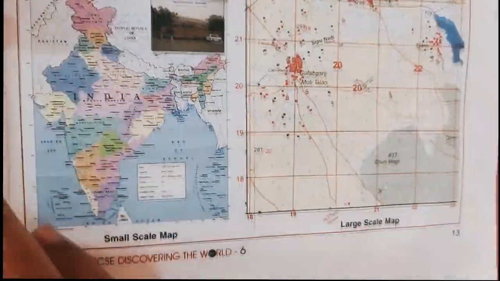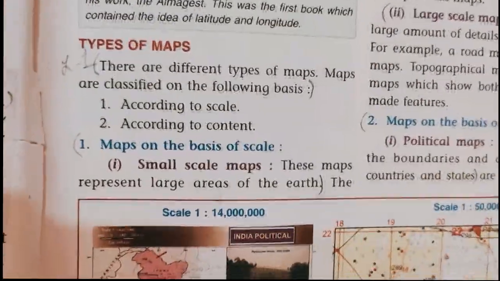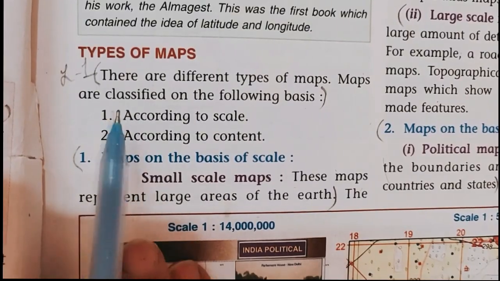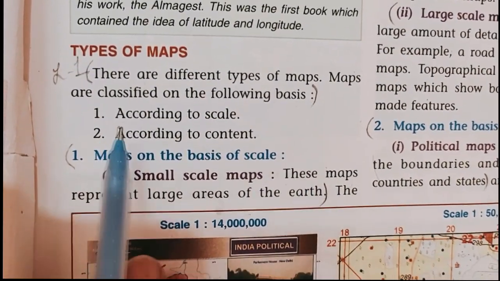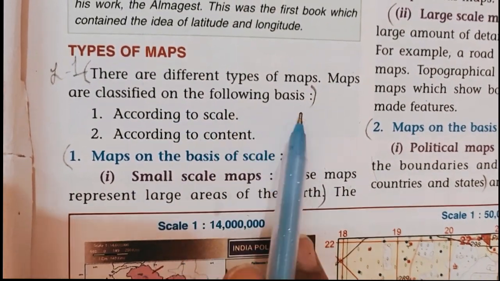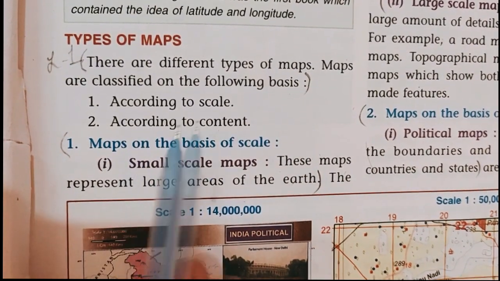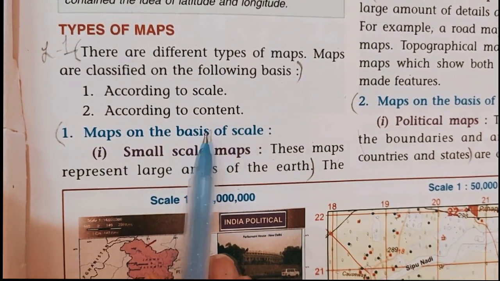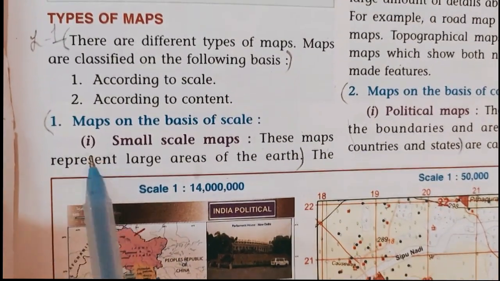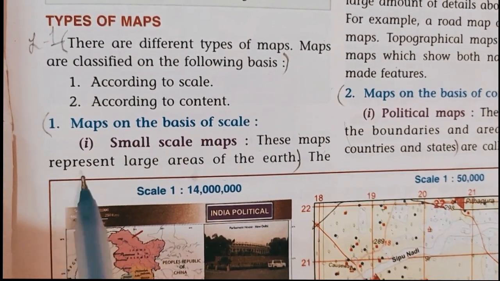Now let's discuss the types of maps. There are different types of maps. Maps are classified on the following basis. Number 1 according to scale, number 2 according to content. Number 1, maps on the basis of scale.